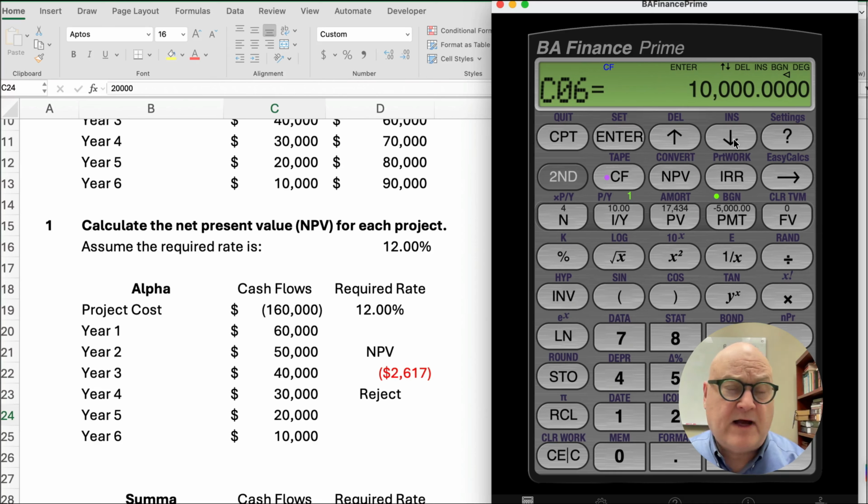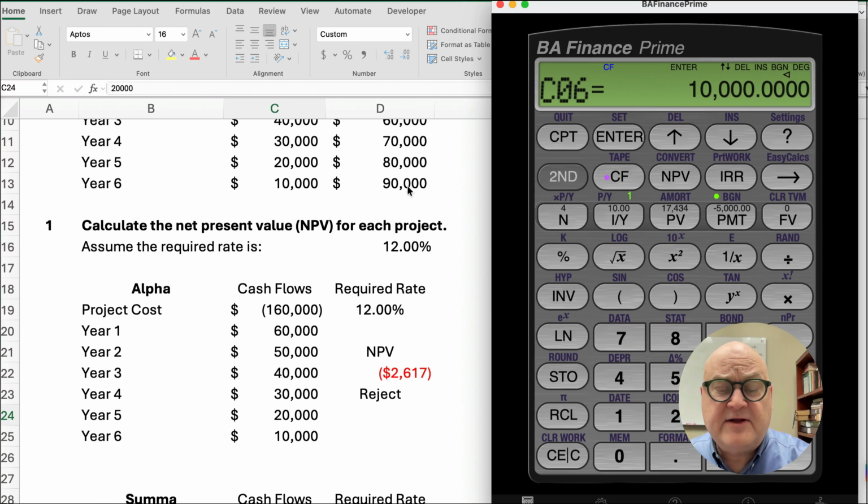This is one reason why the BA II Plus calculator is allowed on major exams like the CFA, or the Chartered Financial Analyst exam, or the Certified Financial Planner exam. So knowing how to use this calculator is helpful for many professional exams after college.